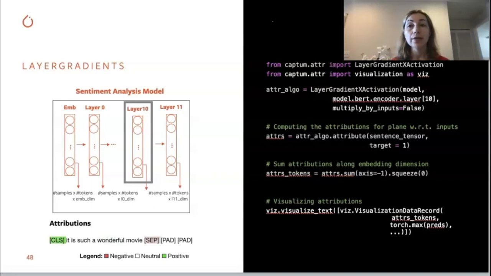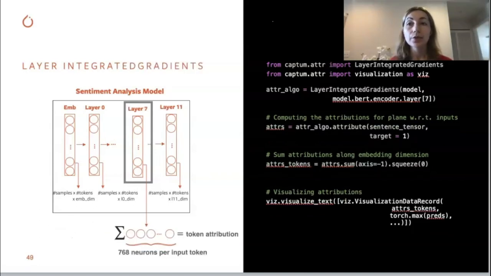When we move to layer 10, we are able to detect a positive signal highlighted in green for the class token. But the class token is not that important for positive sentiment. Maybe still this layer learns that the class token could be useful for predicting positive sentiment.